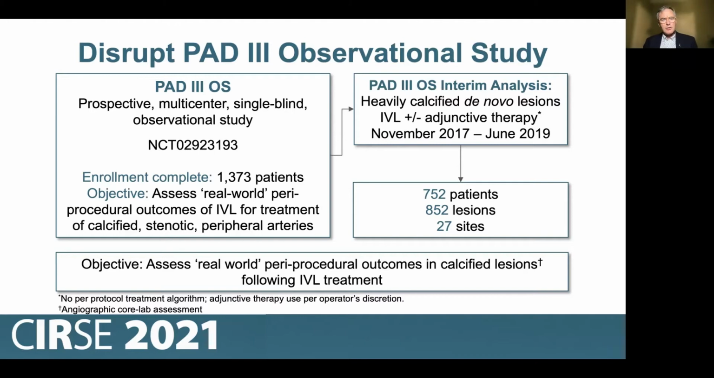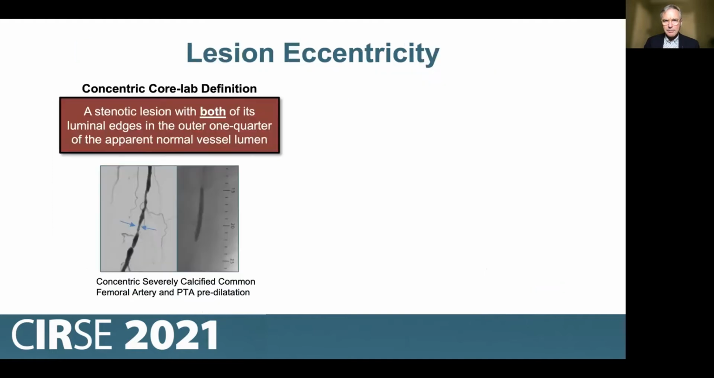As you can see, just under 1,400 patients were studied, aiming to look at the real-world outcomes of intravascular lithotripsy for the treatment of calcified peripheral arterial stenoses from the aortic bifurcation to the distal tibial arteries. We're going to look at a subset, an interim analysis between November 2017 and June 2019: 752 patients, 852 lesions at 27 sites, and assess the real-world peri-procedural outcomes.